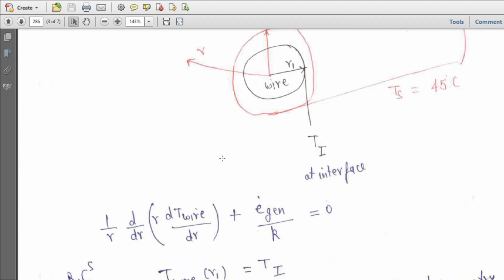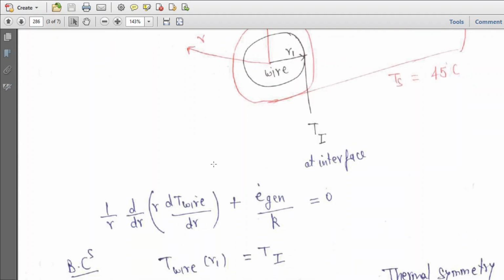So in this case, for the steady state heat transfer case in the radial direction, this would be the equation, and here the accumulation term is getting cancelled. So you have 1 upon r, d upon dr of r dT wire upon dr, plus E dot generation equal to 0. This is under steady state within the wire.